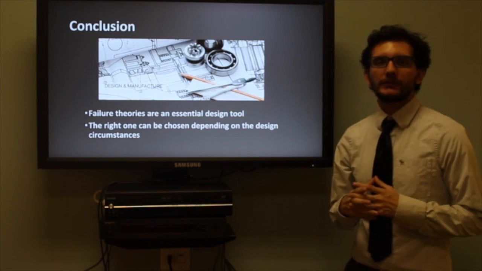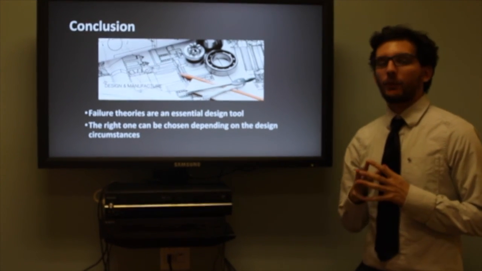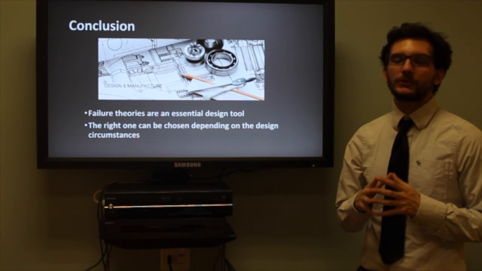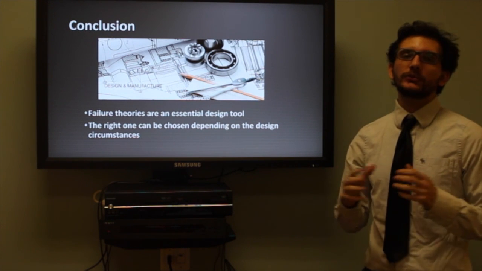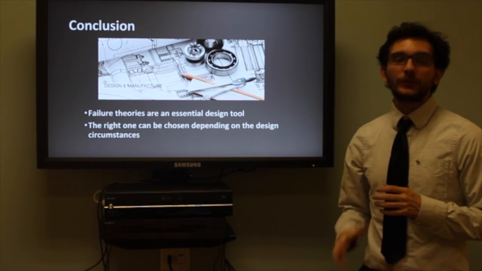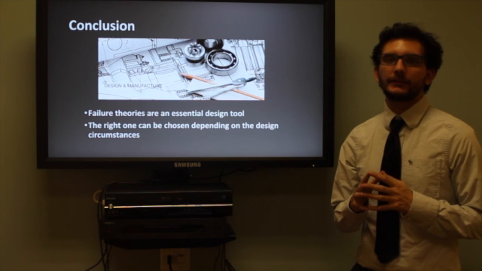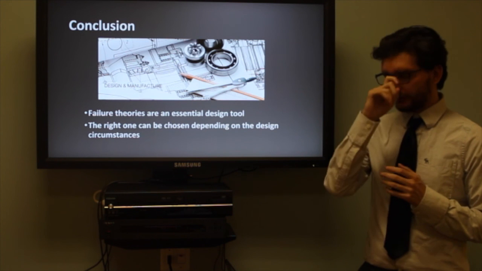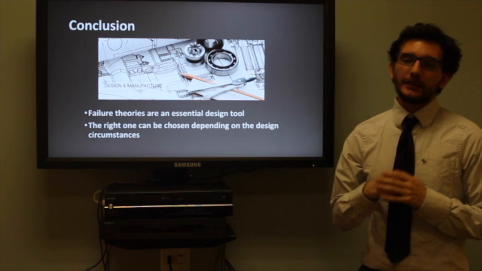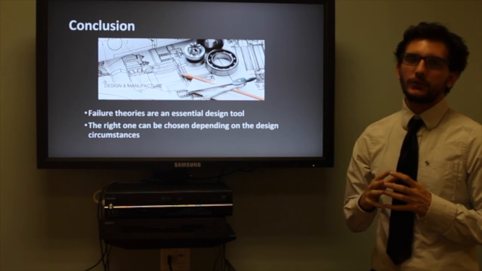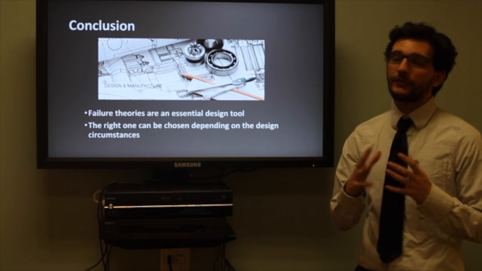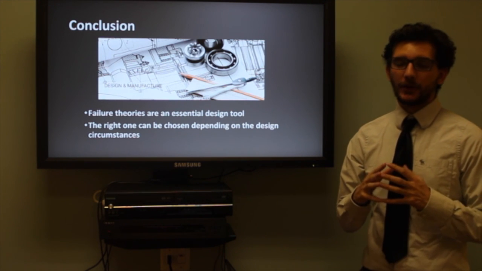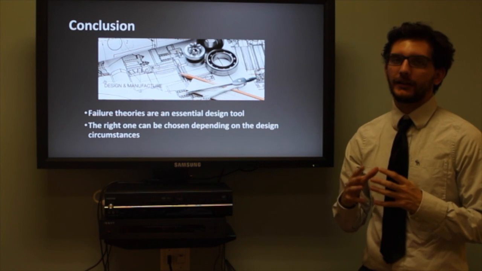To conclude, we can say that engineers, when facing tasks, problems, or jobs, have many tools at their disposal. And one of these tools is the failure theories. They are very important when it comes to design. This tool helps an engineer to avoid wasting time and money or even resources of a company in a project when trying to modify a design.